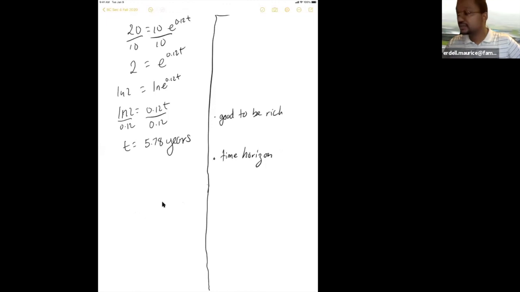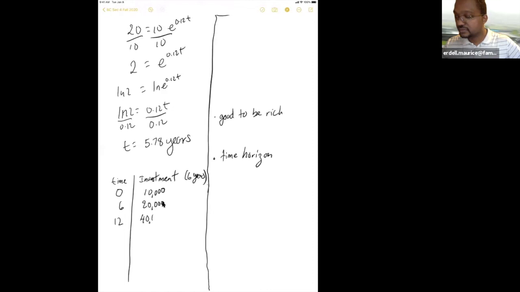What's the horizon? Your time horizon. Look at this little table right here. Time, investment. Again, we're assuming 6 years to double your money. If right now you put up $10,000, in 6 years that money would double. In another 6 years, that money would double. In another 6 years, that money will double. Yes, see what I'm doing right here?